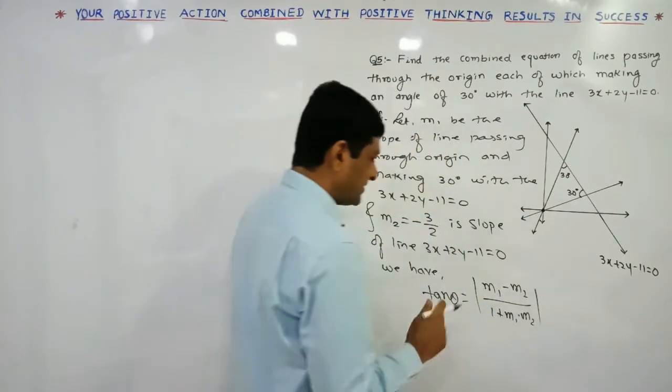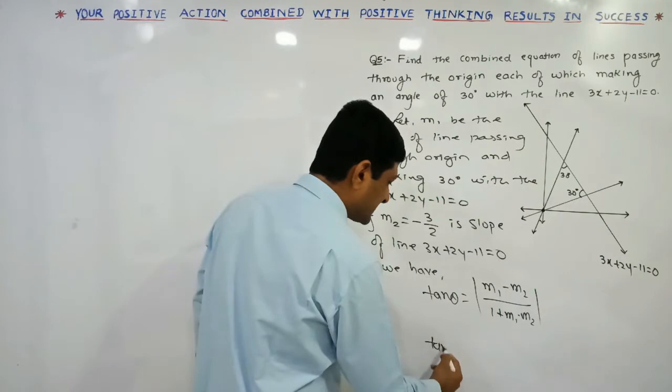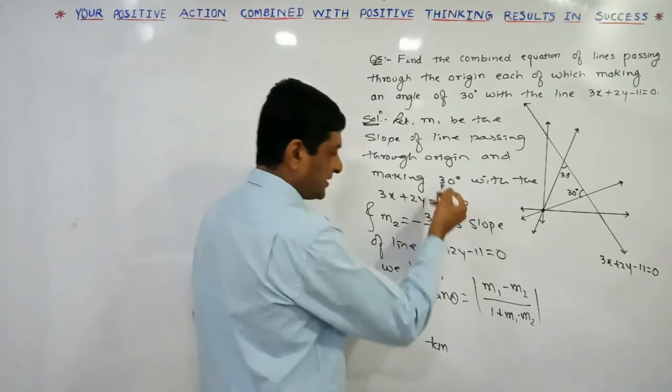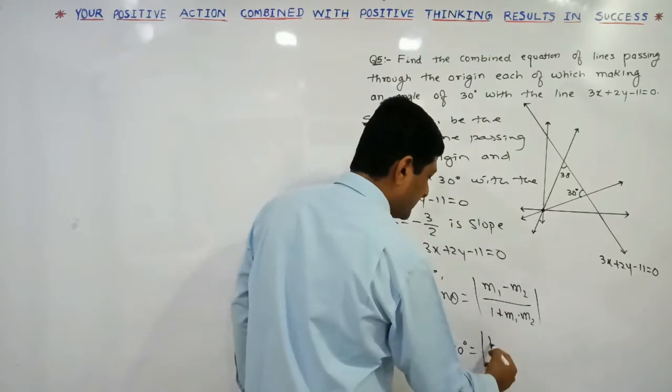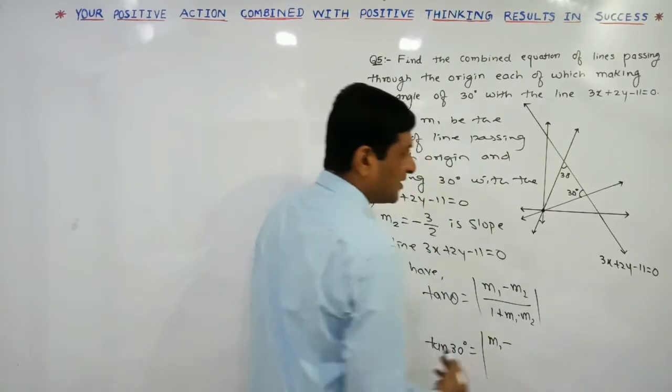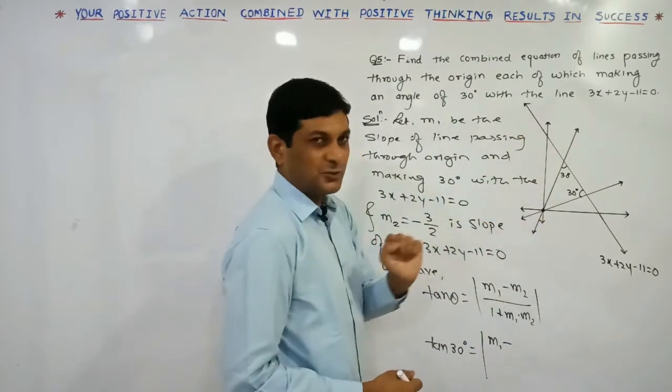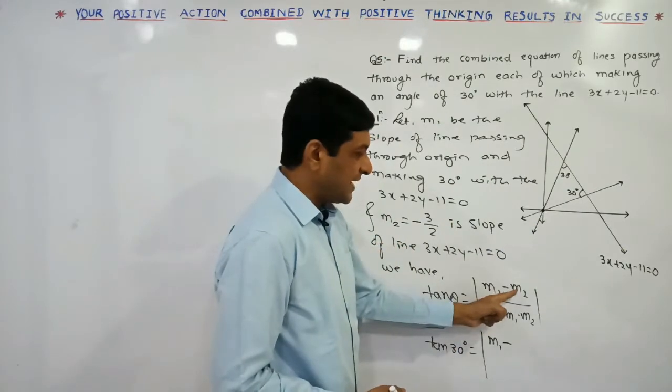Now the remaining part is just to substitute the values. Replace theta by its value, 30 degree, equal to m1, which is the unknown value we have to find out, because m1 is the slope of the line passing through the origin. Now we are replacing m2 by its value.